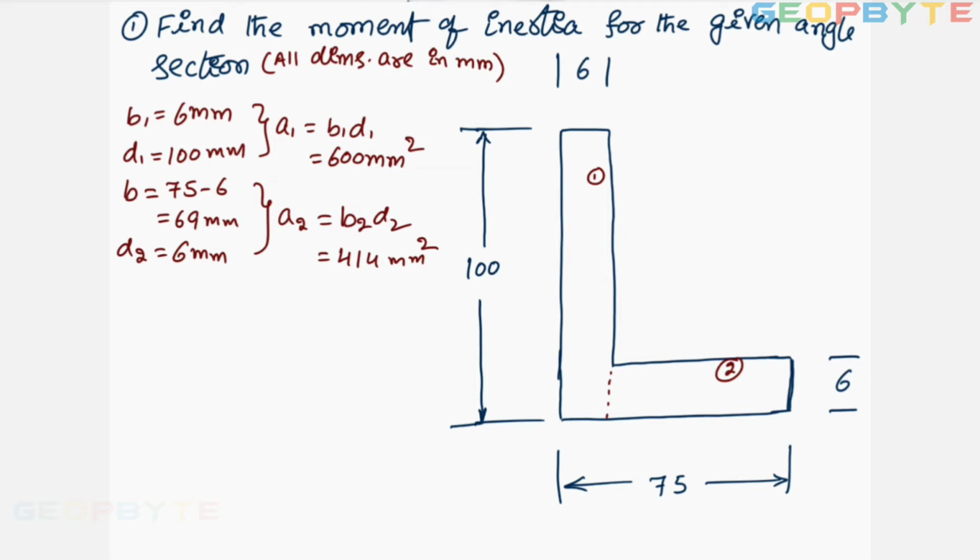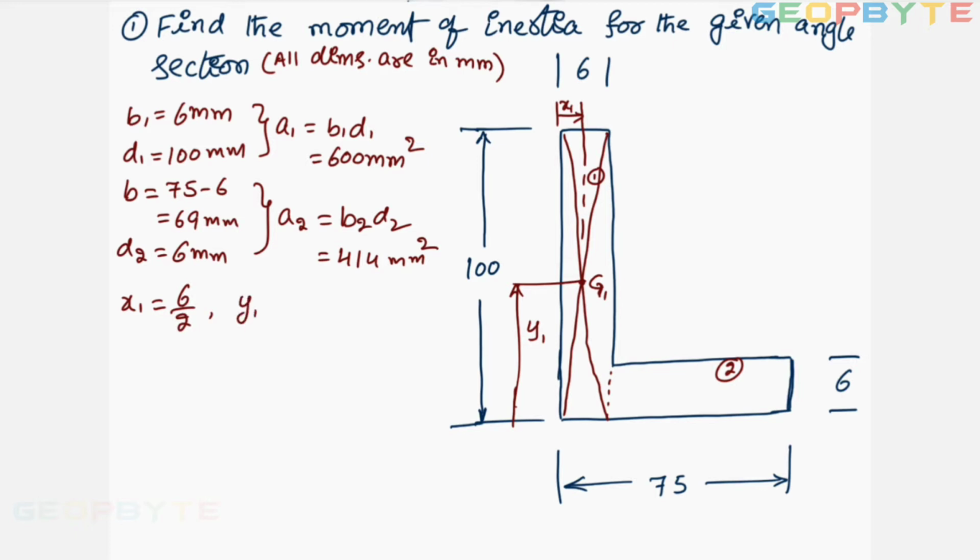Now first let us find the center of gravity for section 1 about the x-axis. These are the diagonals. Wherever the diagonals are meeting, that is the centroid G1 for section 1. This is the x1, this is the y1. Now find x1 and y1. x1 equal to 6 by 2, comma y1 equal to 100 by 2.